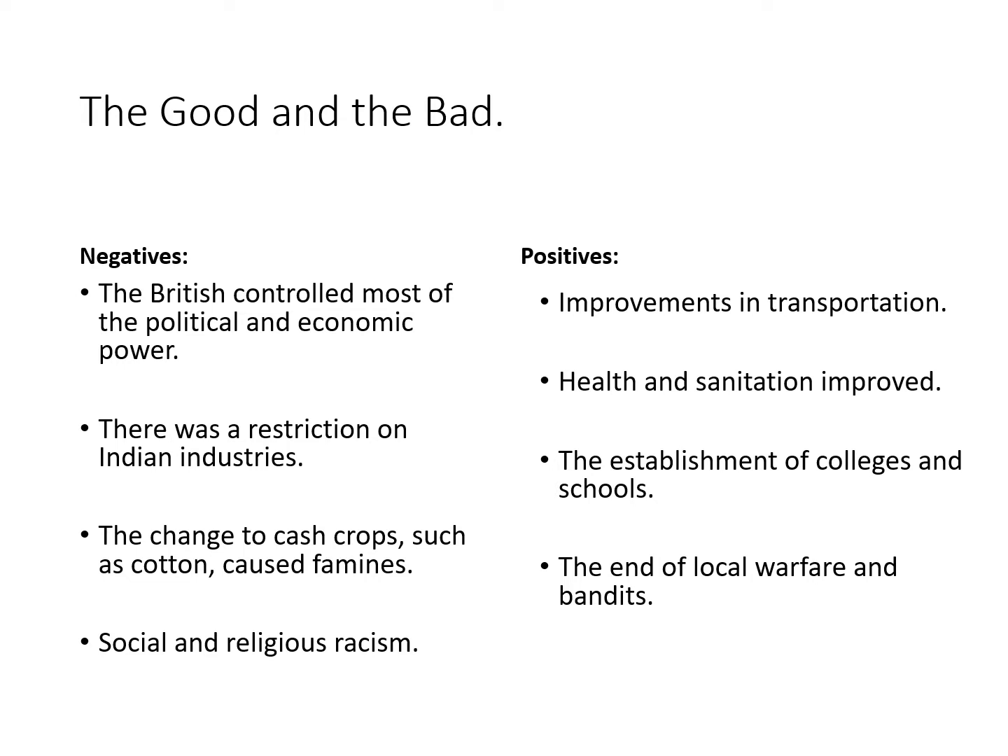There was also the change to cash crops, very similar to Africa, where African farmers were forced to give up growing food for their families and forced to grow products for companies such as cotton. The same thing is going to happen in India, and this can also create famine and other problems. There's also going to be some social and religious racism between the British and the Indians.